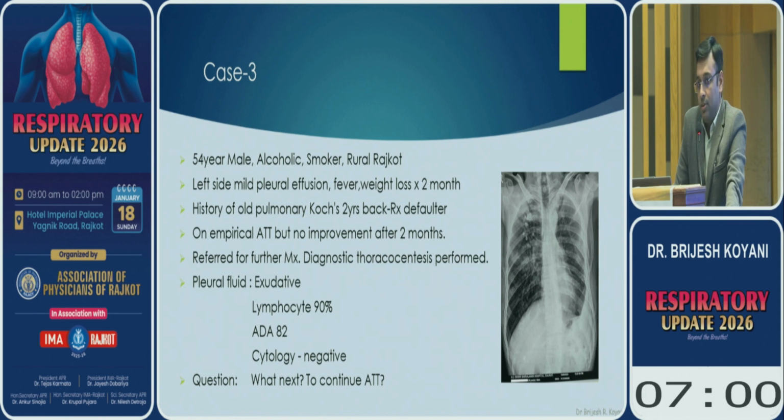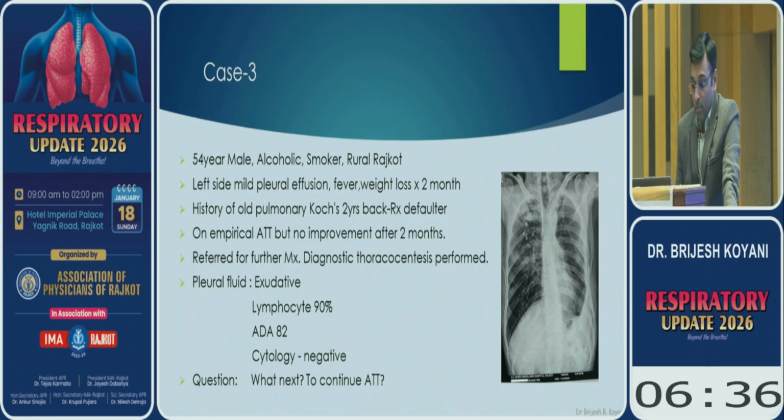We did a diagnostic thoracentesis under USG guidance, and the pleural fluid was exudative, lymphocytic. ADA was 82, very high. Cytology is negative. So what should we do now? The patient has been taking ATT for the last 2 months with no improvement. You can see the chest X-ray. He was a treatment defaulter pulmonary TB patient. So shall we continue the ATT or shall we dig deeper?